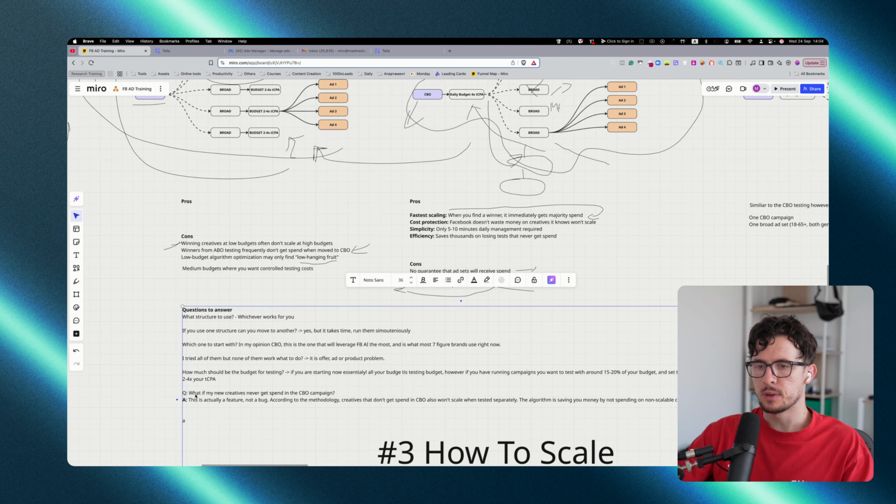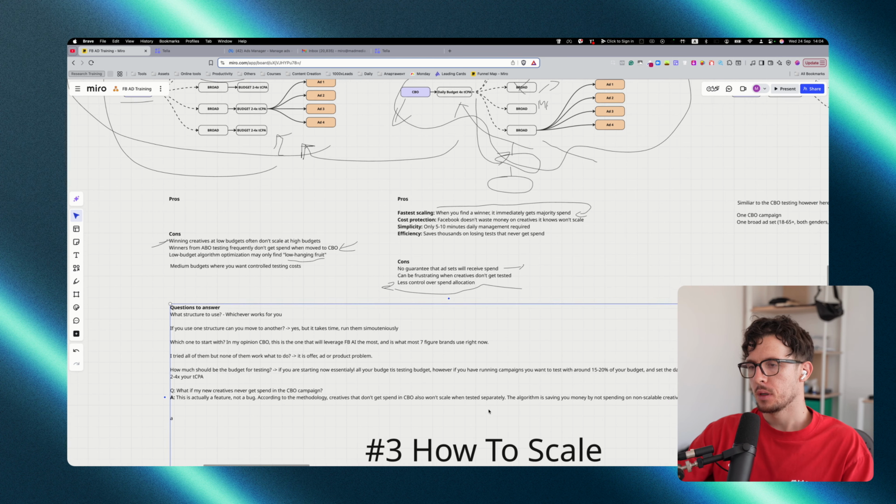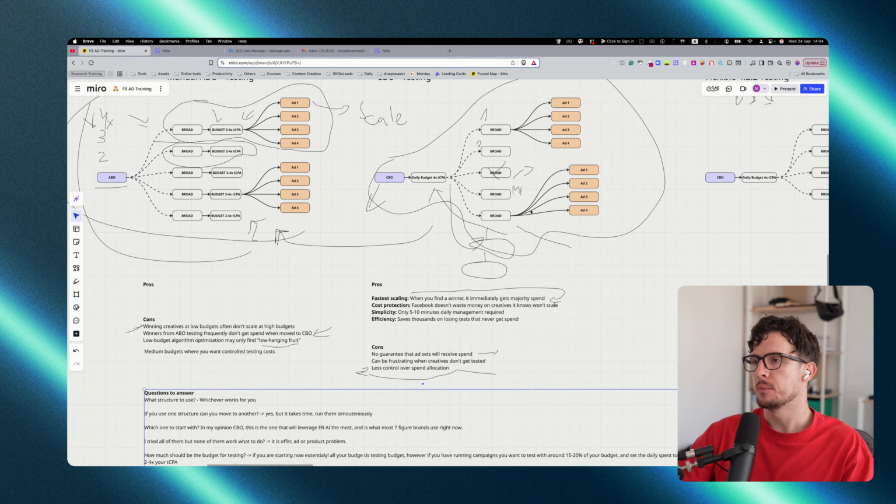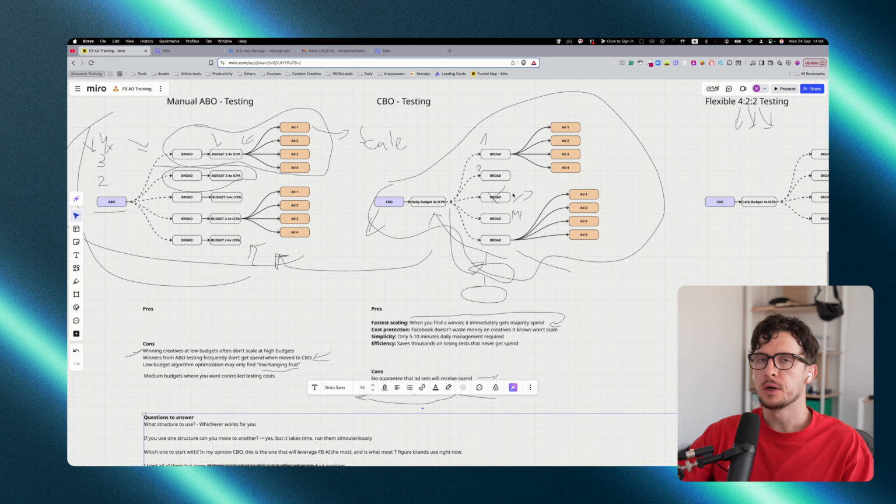And here's the last question: what if my new creatives never get spent in the CBO campaign? And this is because, as we said, Facebook won't give spend to ads that will underperform. And that's the algorithm saving you money. However, sometimes you might want to spend just a bit behind these ads because you put hundreds of dollars, thousands of dollars in production for new ads, and you might want to see what is the performance of these ads, not just to put them in Facebook to say, no, I'm not putting any money behind them.